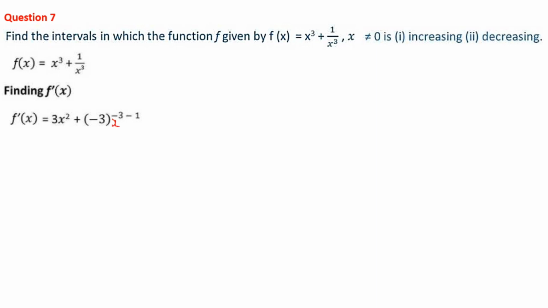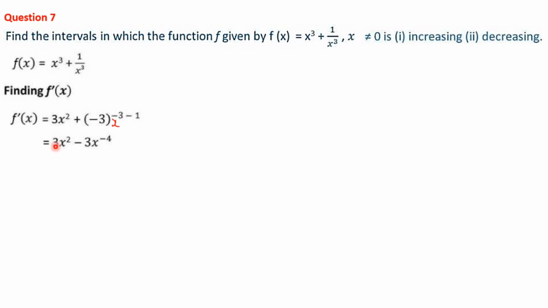Once again, f of x we have taken as x cube plus 1 by x cube, then f dash x we want to calculate. Derivative of x cube is 3x square. Then the x power 3 in the denominator we have taken to the numerator, it comes as x power minus 3. When you differentiate x power minus 3, it is minus 3 into x power minus 3 minus 1, in the n into x power n minus 1 format.